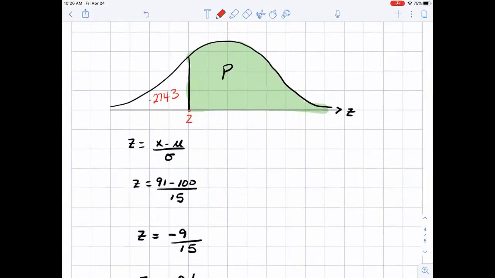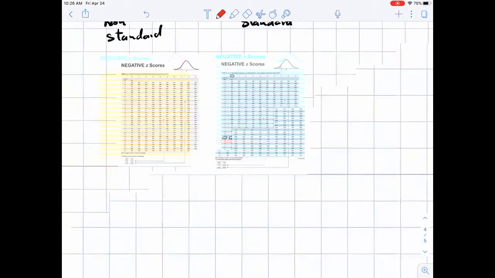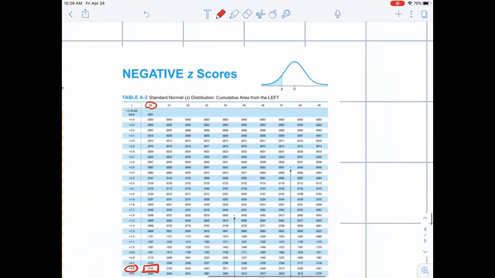Here we said that Z is equal to -0.60. But that's not what you want to find. Remember, when you look up values on this table, the values show you, if you look at this picture, it's always from the left side. Always.